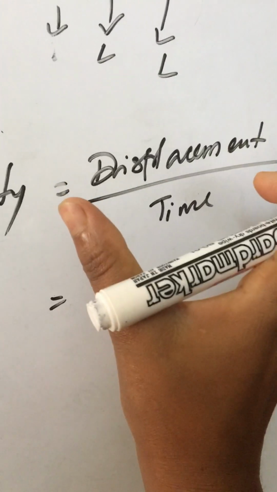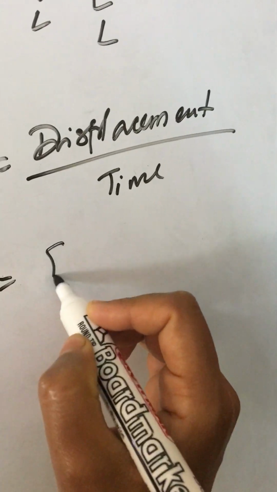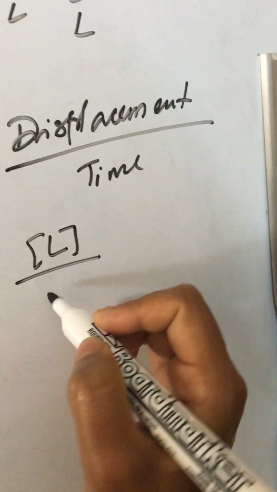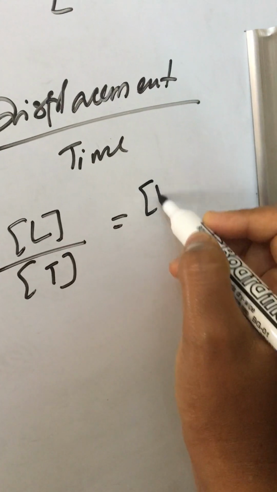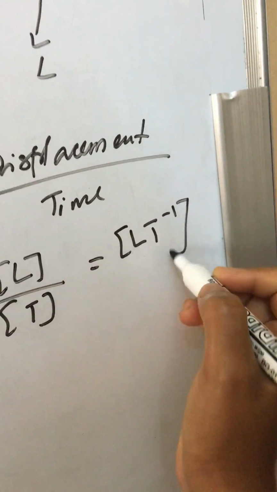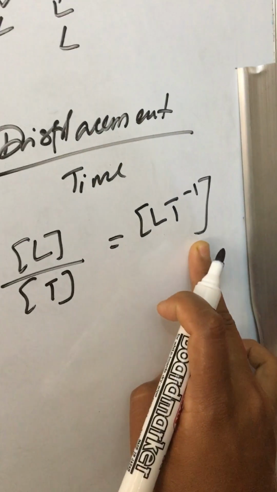Displacement is also the measurement of length, right? And time is also the measurement of time. So what is the dimension? The time goes up. So what is it? L t to the power minus 1. So the velocity is L t to the power minus 1.